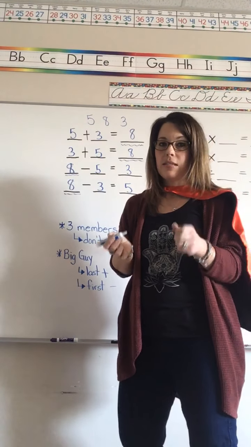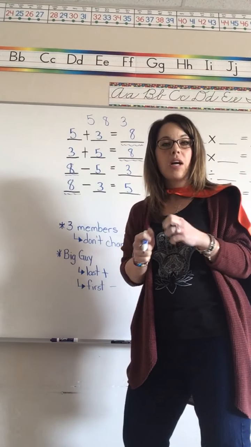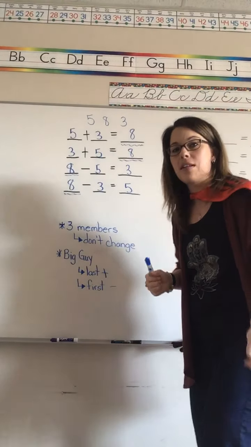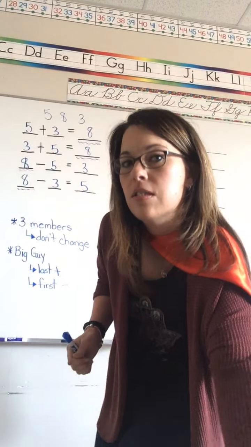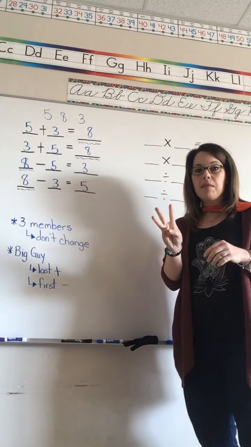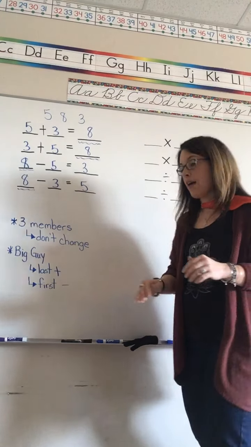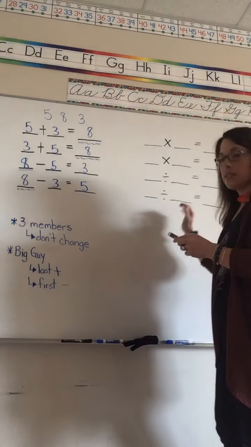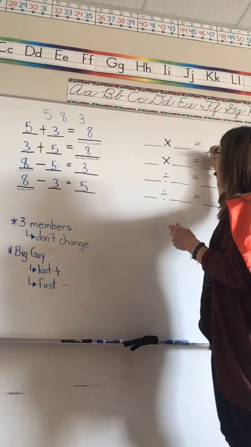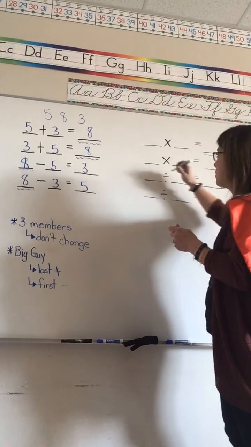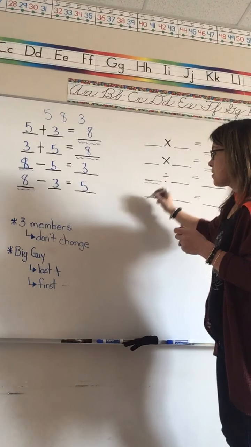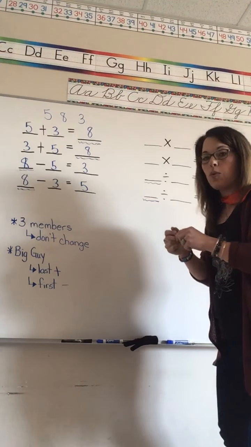I bet you all remembered this. No problem. Okay, so now we're moving on. Multiplication and division. It really is just as simple. Let's look. So, when we multiply, same thing. 3 family members don't change. We have to keep the same people. And same as when we divide. Similar as adding and subtracting. The big guy goes last when we multiply, and he's called our product. And he goes first when we divide, and that is our quotient.